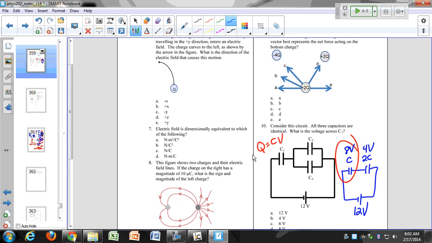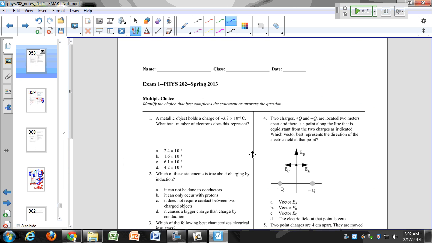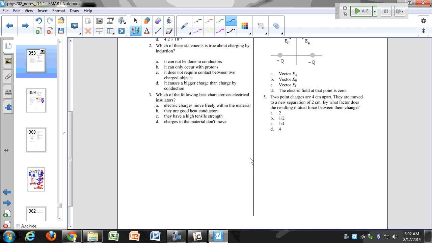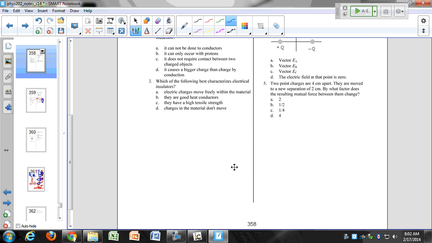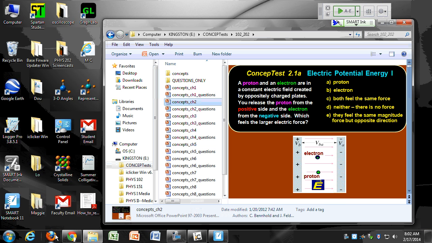All right. Let's see. I think that was all I had on capacitors on this test. All right. You want to do one more problem? We have to go back to the old test. So this isn't in your book, unfortunately.